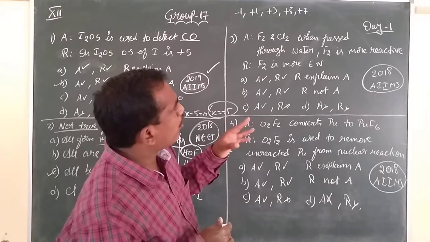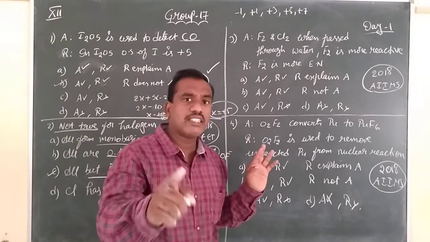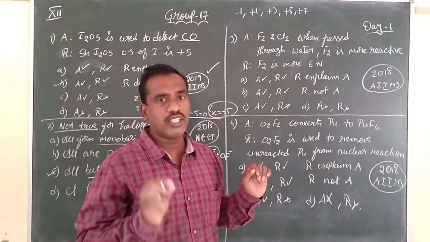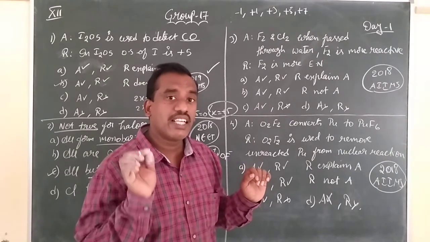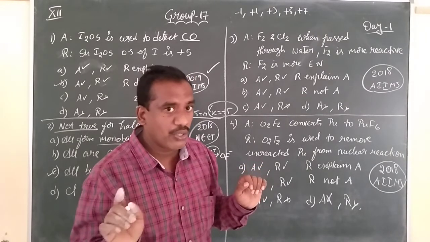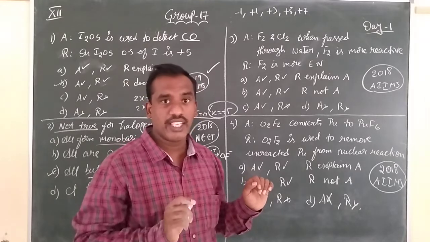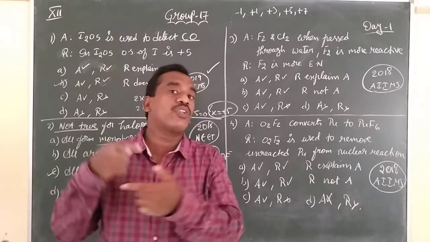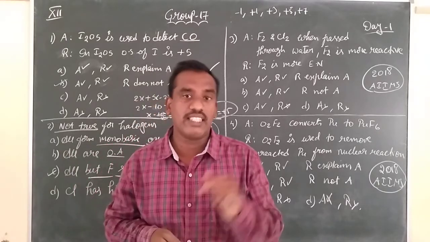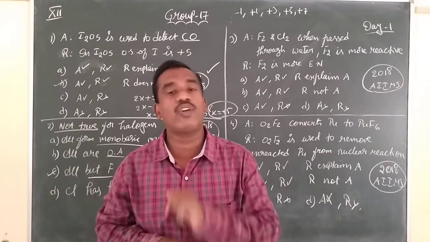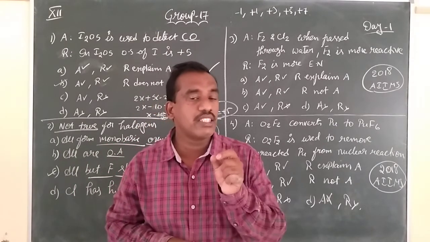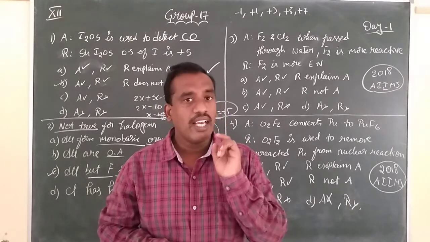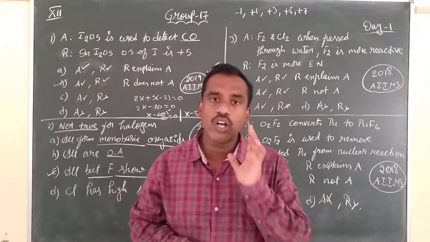F2 is more electronegative, and I raised one point there. The reactivity of this halogen is due to its standard electrode potential, not due to electronegativity. Its standard electrode potential is more. When the standard electrode potential is more, it can be hydrated easily. Enthalpy of hydration also will be more. So it is related not to its electronegativity, it is related to the standard electrode potential.